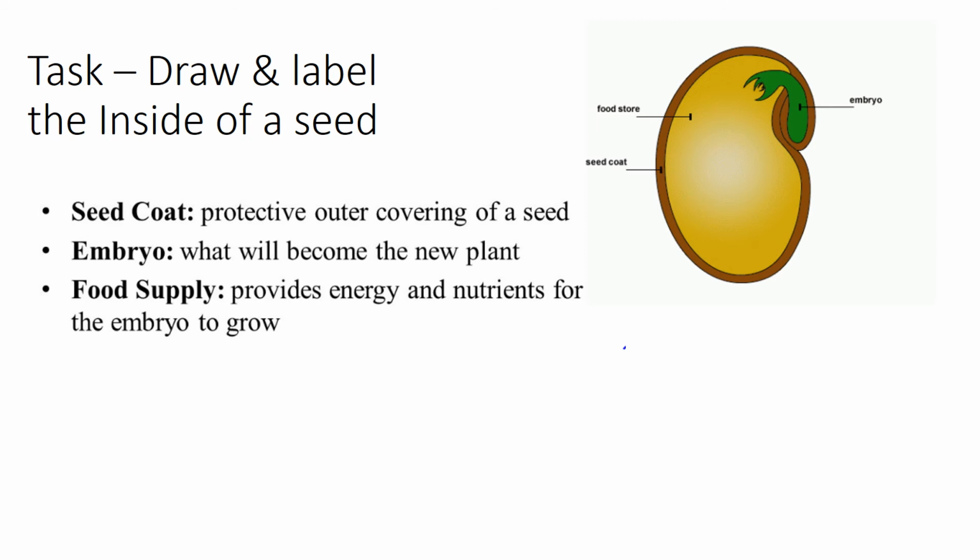So before a plant has leaves and starts to photosynthesize and create its own energy and nutrients, it needs energy in order to grow enough so that it can create leaves and grow. And that's where the seed comes in, the food supply comes in.